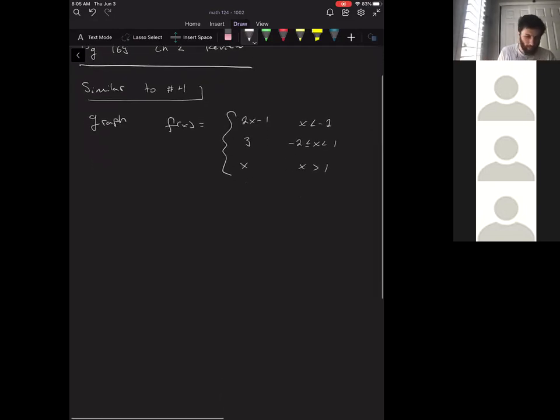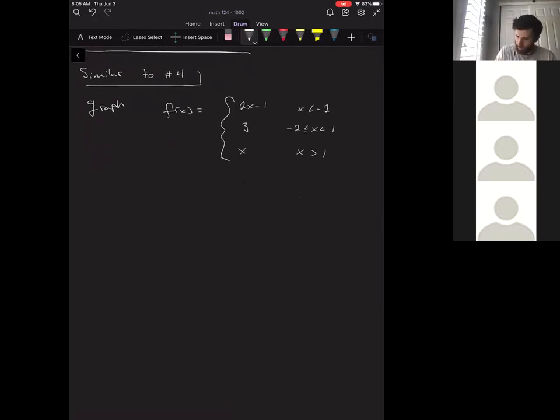If you remember with these piecewise functions, these are the x values where the graph looks like this. When x is less than minus 2, the graph looks like 2x minus 1. When x is between minus 2 and 1, the graph looks like 3. And when x values are bigger than 1, the graph just looks like x. The technique is to make an xy table for each of these 3 pieces.